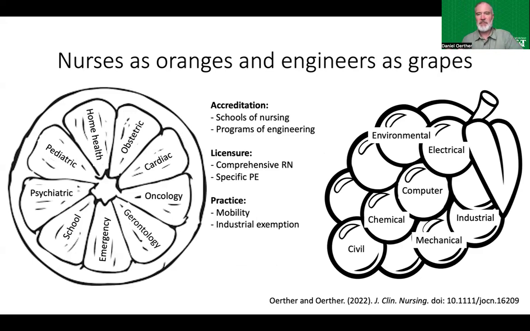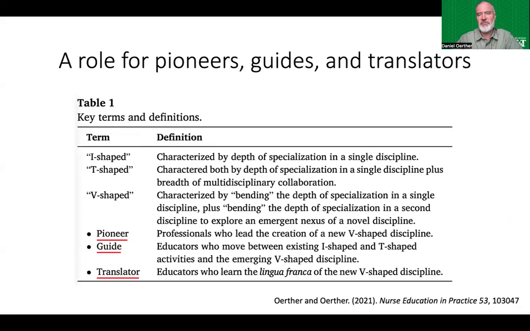Engineering is like a set of grapes, each grape part of a bunch, but each grape different. An electrical engineer is different than a chemical engineer. Nursing, on the other hand, is more like an orange. An orange is a whole. It has pieces inside it, but you don't think of eating a piece of an orange. You think about eating an orange. You might think about picking a single grape. So there are some similarities and differences between these professions.